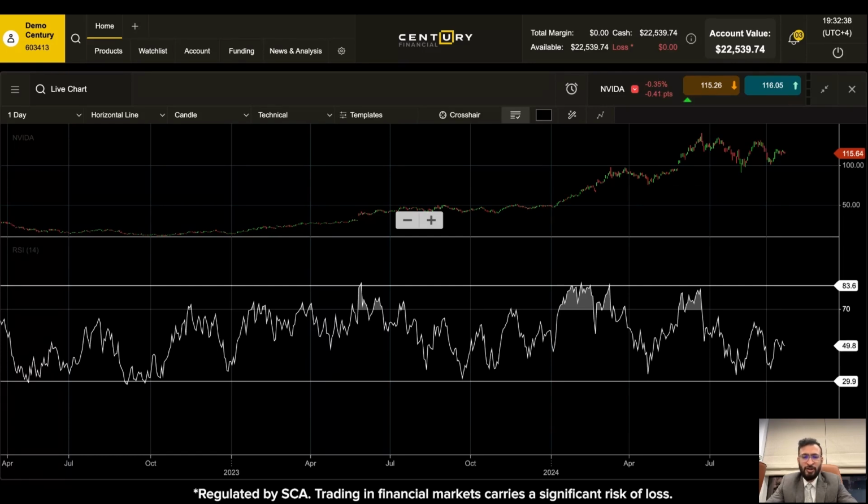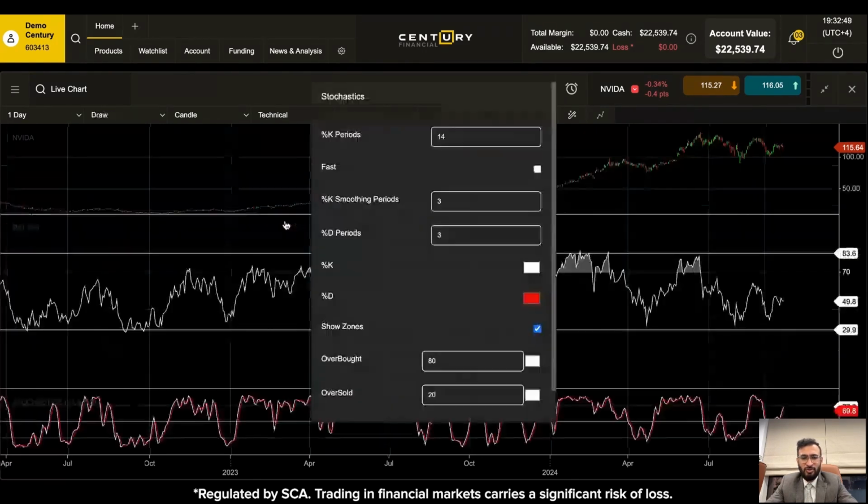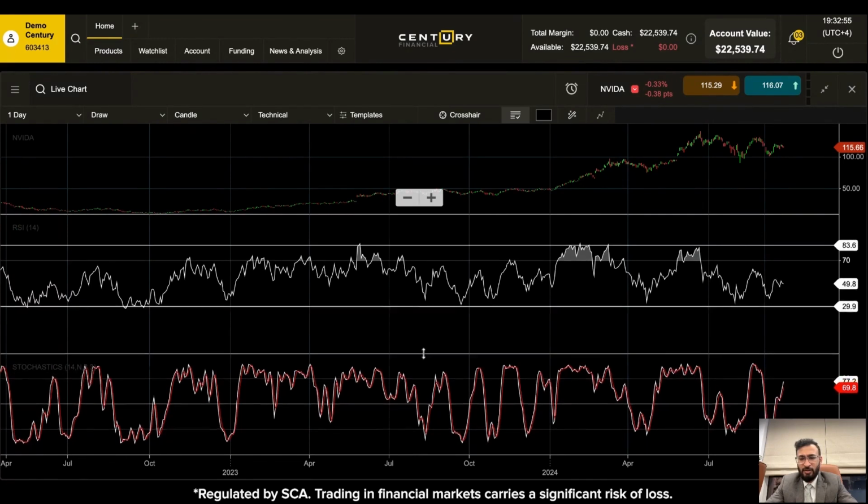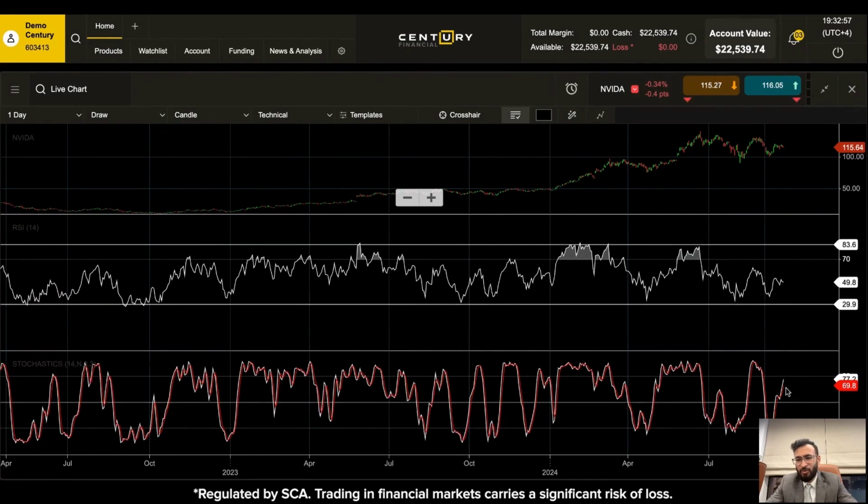Like they would like to see RSI and stochastics together, just to give you an idea how RSI and stochastics can be used. This is technical. While I have used RSI already, I can use stochastics also. 80-20 again. You click on save. Now, if you see, even the stochastics and RSI, both are along the same period.